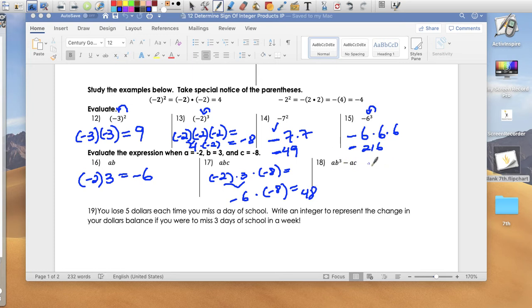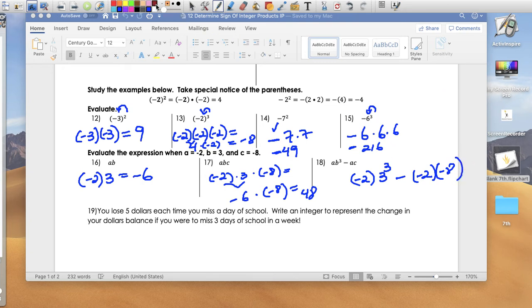AB cubed minus AC. So let's do A. No, sorry. A is negative 2, put in parentheses. B is 3, and that's the one being raised to the third power. So the third power is on top of the base 3. And then minus A, which again, put in parentheses, and multiplied by C, which is negative 8. Now put that in parentheses. So now you've got a nice little expression.